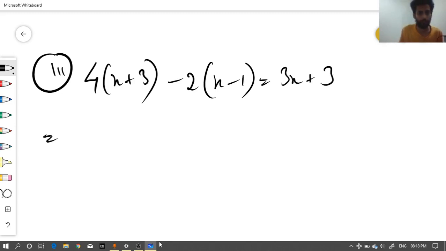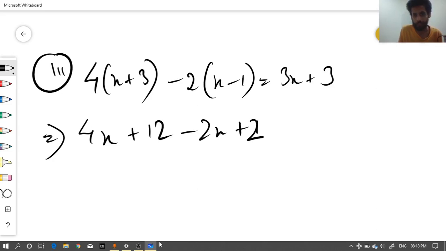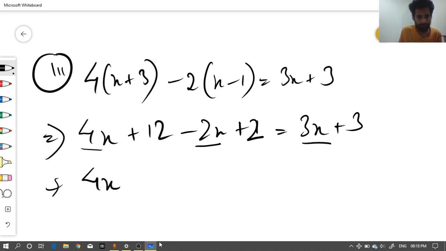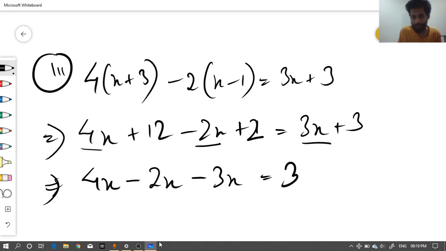Okay, here first of all we will open the bracket. 4x plus 12, this one is minus twice x plus 2, then this will be 3x plus 3. So this one and this one are alphabets. So 4x is already here, minus 2x, then this will come here as minus 3x. Now we will take whatever is there, first we will write it. 3 is here, so now we will bring all this to the other side, minus 12, then minus 2.